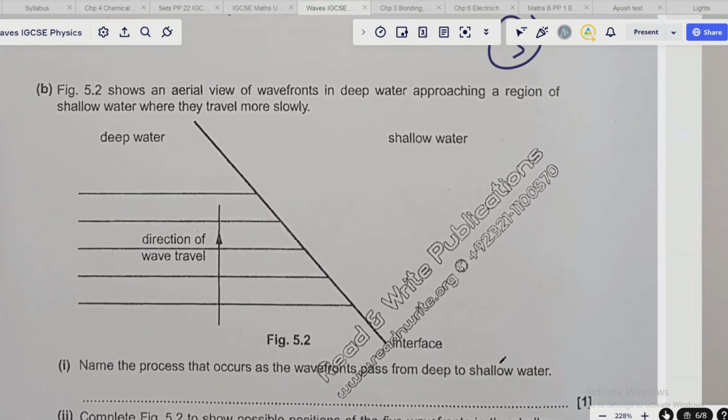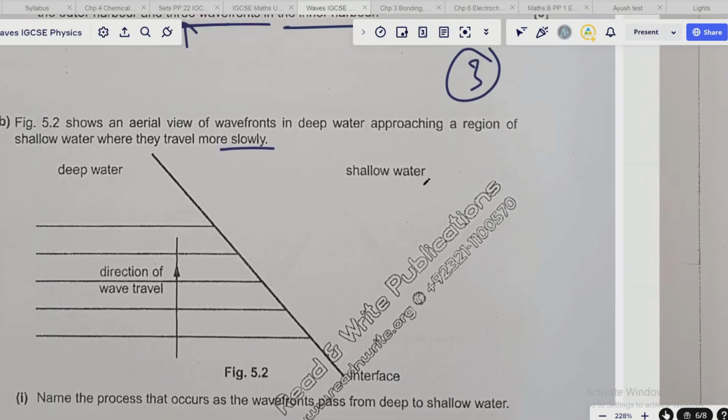Figure 5.2 shows an aerial view of wavefronts in deep water approaching a region of shallow water where they travel more slowly. So they are traveling more slowly. So that means the speed is slow, the velocity is slow, and when the velocity is slow, the wavelength lambda is also small. It also decreases. Yeah, we discussed this earlier. So we are going to show that the water is entering the shallow region.